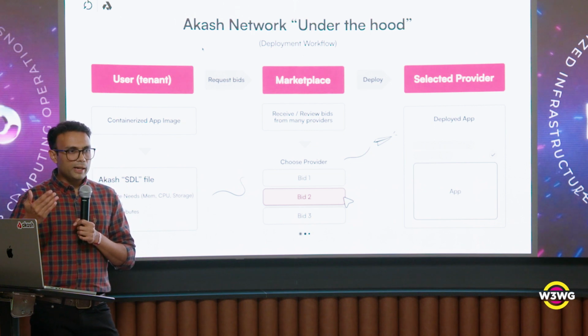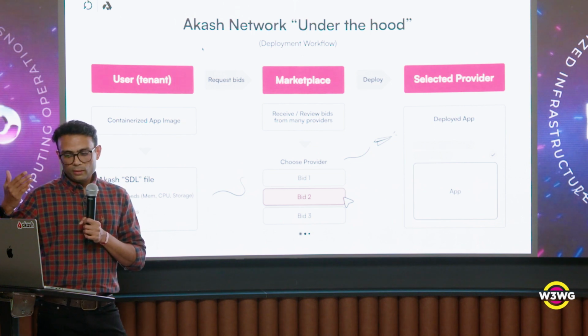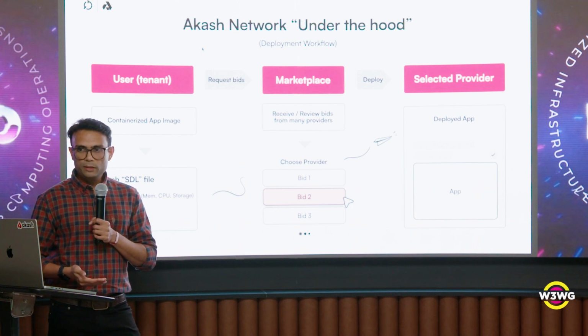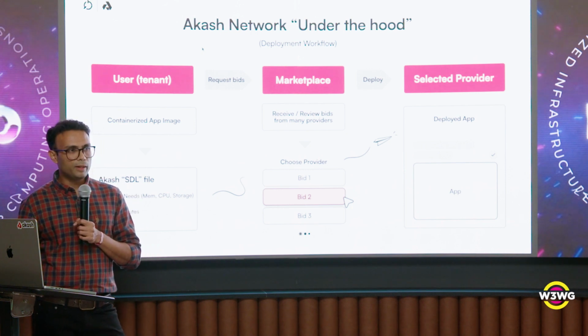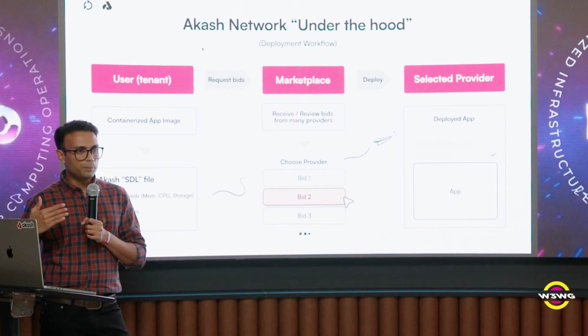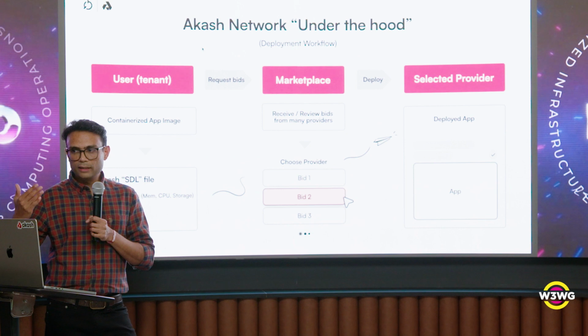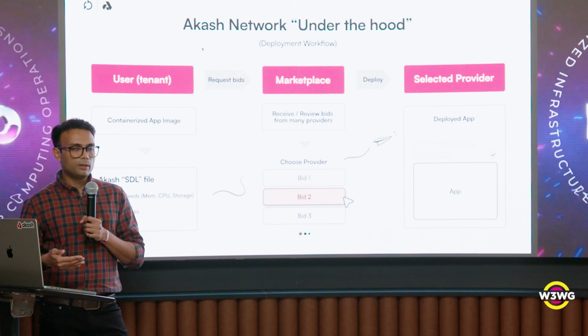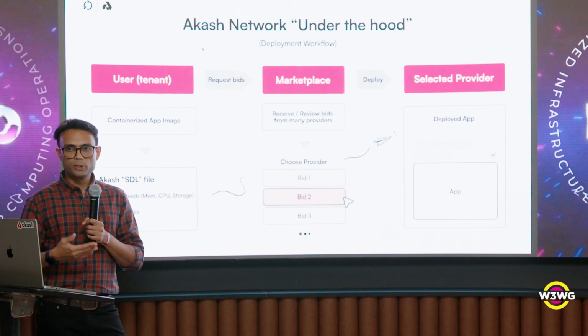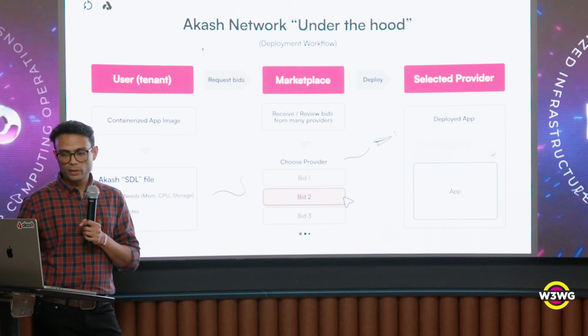And then depending on the attributes that you set, you get a set of bids back from the marketplace. So today in the Akash Marketplace, there's a little over 50 providers. And so you might get 10 bids or something back from this marketplace. And then you choose the kind of bid, the kind of provider that you want, based on your price and performance requirements. So like how much do you want to pay versus how much performance do you want to get.